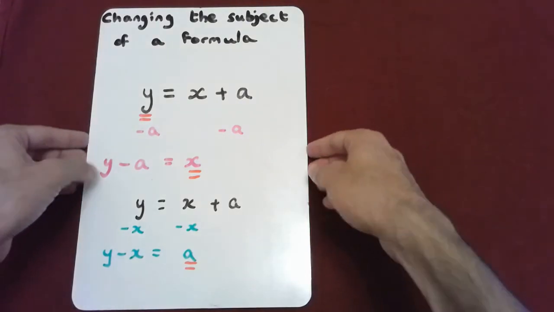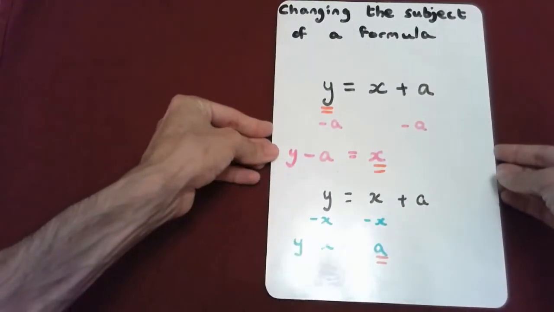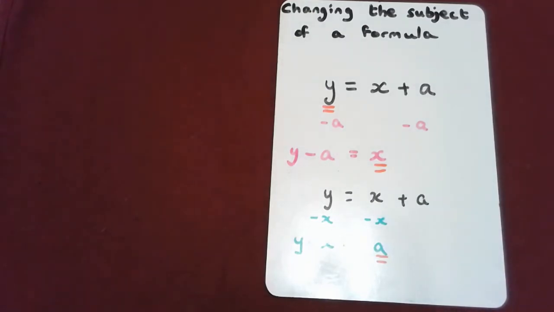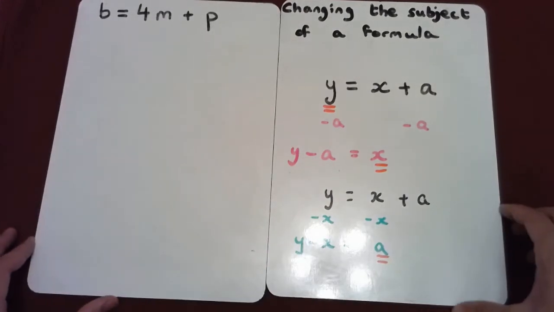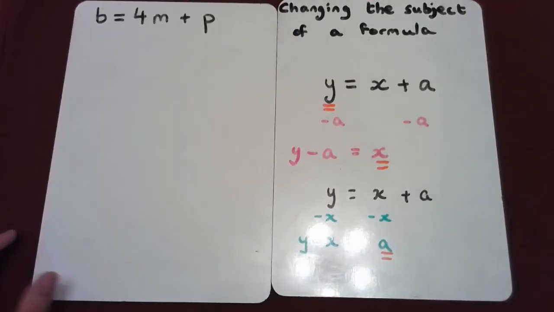So we're going to build on this and move into a few different examples for this. So just to start with, we have a question over here which is b is equal to 4m plus p. And I want to make m the subject of this formula.